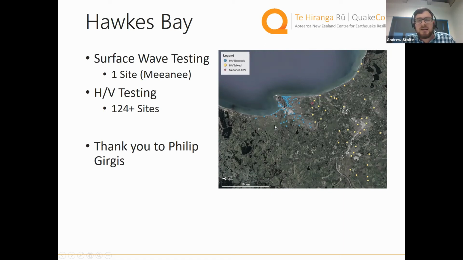What I'd like to highlight in this basin is, it's hard to see, so north is actually to the left, but the city of Napier is here with a ton of blue dots. And this is where we were able to clearly identify the bedrock H/V peak. And then as we move further to the south or to the right in this figure, in Hastings, we had trouble distinguishing between bedrock and maybe a different impedance contrast. So let's look at our shear wave velocity profile from the Meeanee surface wave testing to try to explain this.